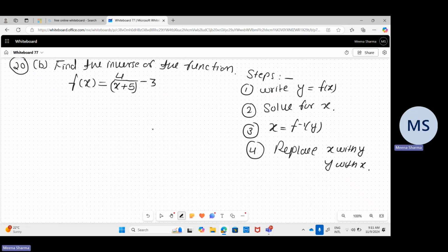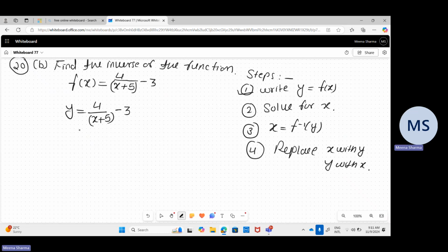Okay. Now we will follow the steps. In the first step, I'm going to write y equal to f(x). What is the value of f(x)? Let me write properly here, which is 4 upon (x plus 5) and minus 3. Okay. So first step done.